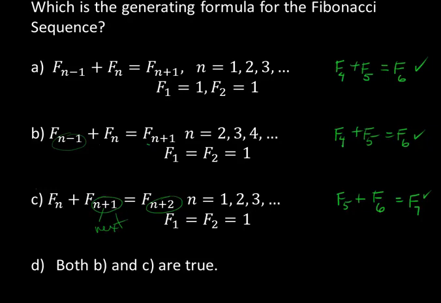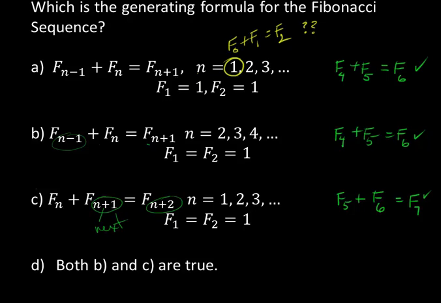But maybe they're not all true. We also have to look at what the values of n are. So let's go back to the first one here. We know that for any particular value of n, this is true. This said for n equals 1, 2, 3, and so on. But if n is equal to 1, what this would say would be f sub 0 plus f1 equals f2. And that doesn't make sense because we don't have a 0th Fibonacci.